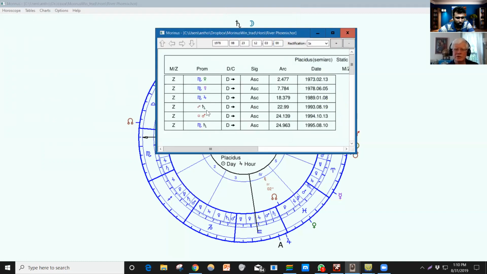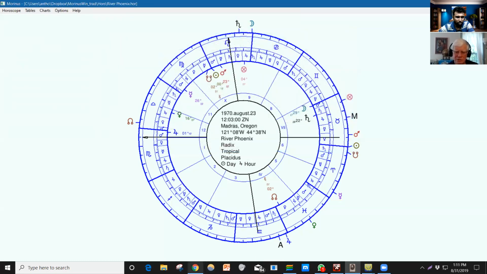Just out of interest, this is the Placidus measure. Let's look at the Naibod measure. Let's see, what was the date of his death?